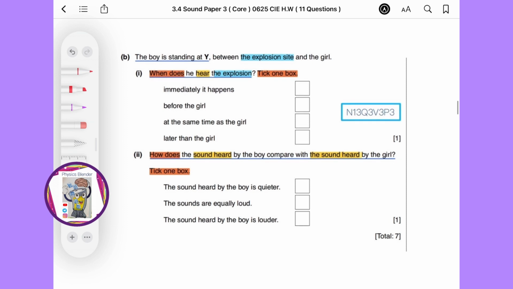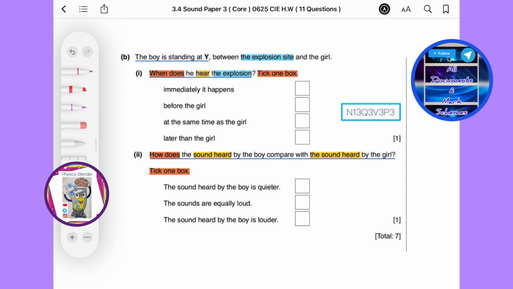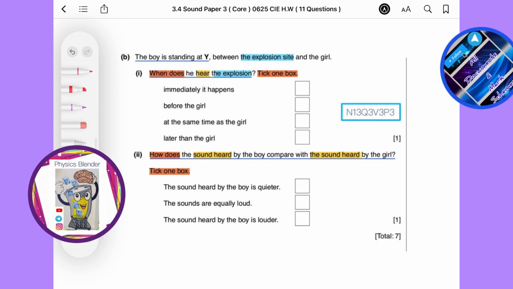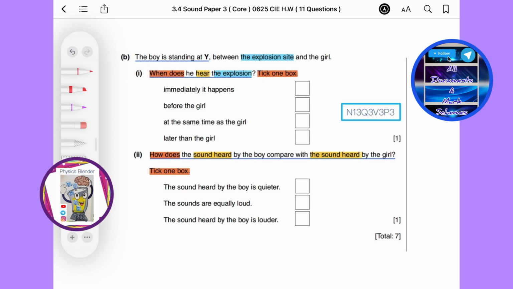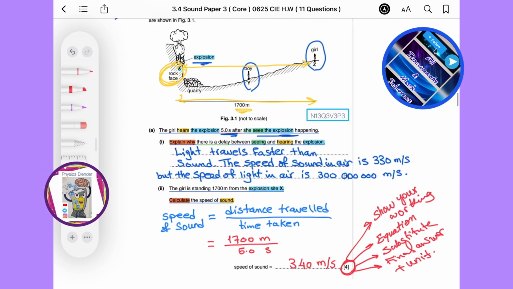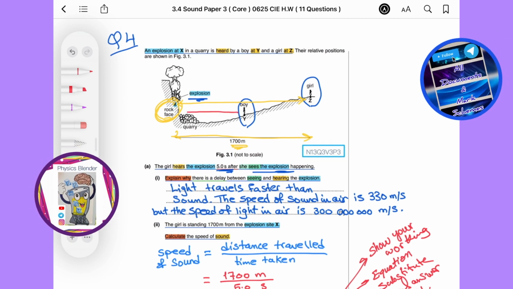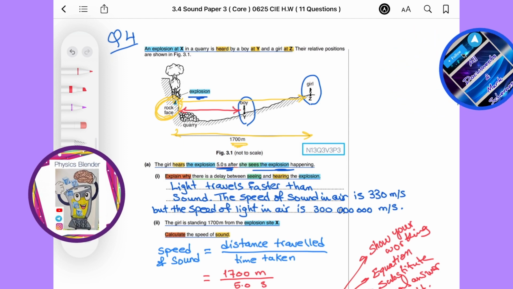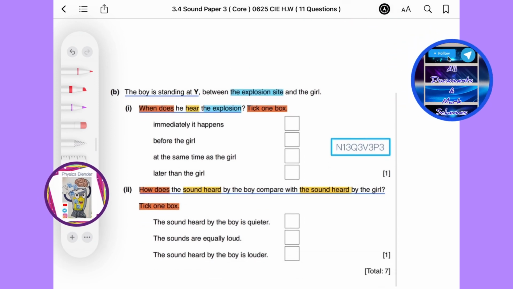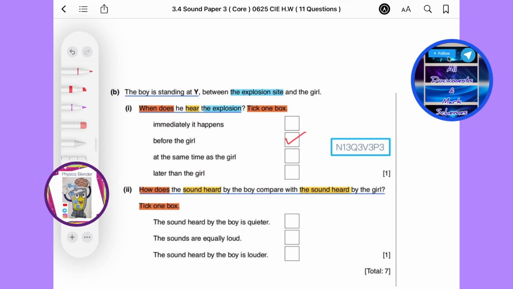The next part is also important. The boy is standing at Y, a different location, between the explosion site and the girl. When does he hear the explosion? Okay, since the boy is standing here, nearer to the explosion, for sure he will hear the sound first, before the girl. So the boy will hear the sound first because the distance is shorter. He is closer to the source.